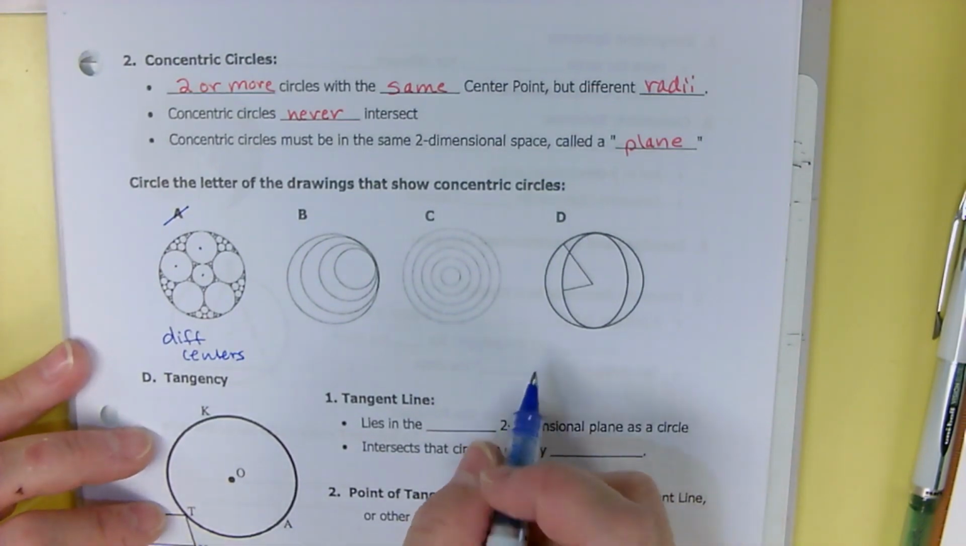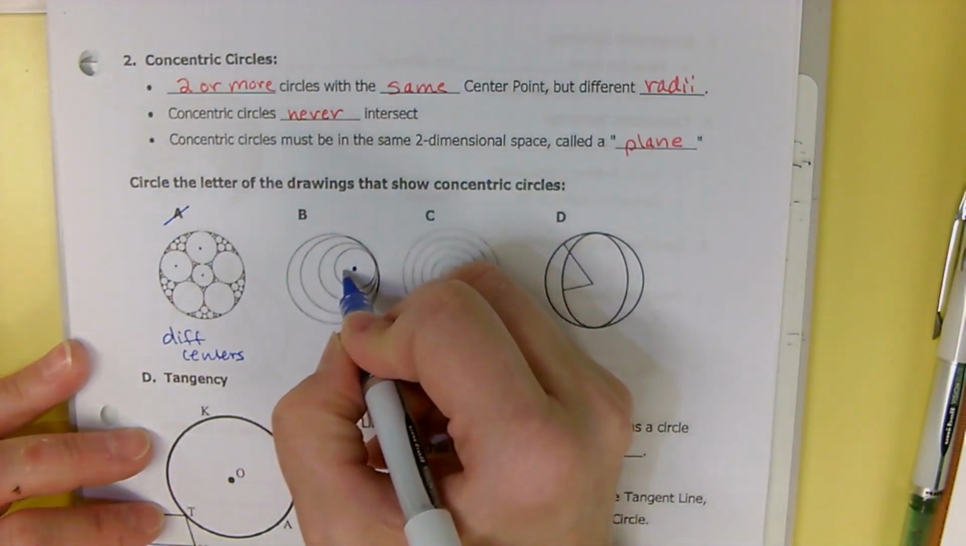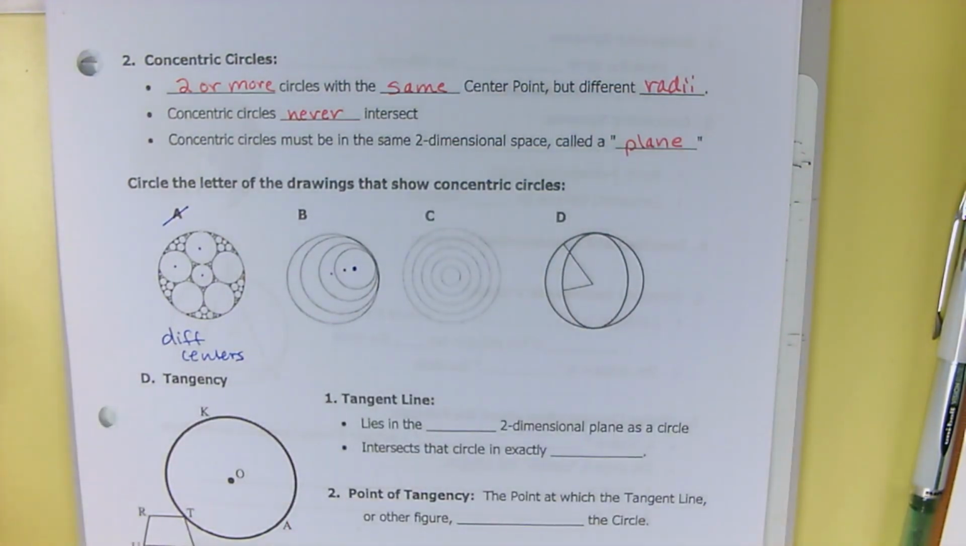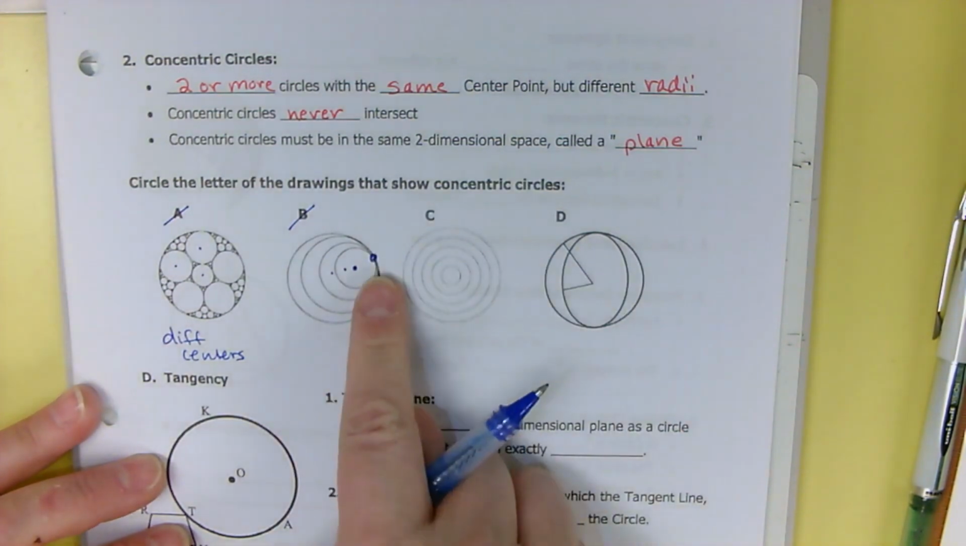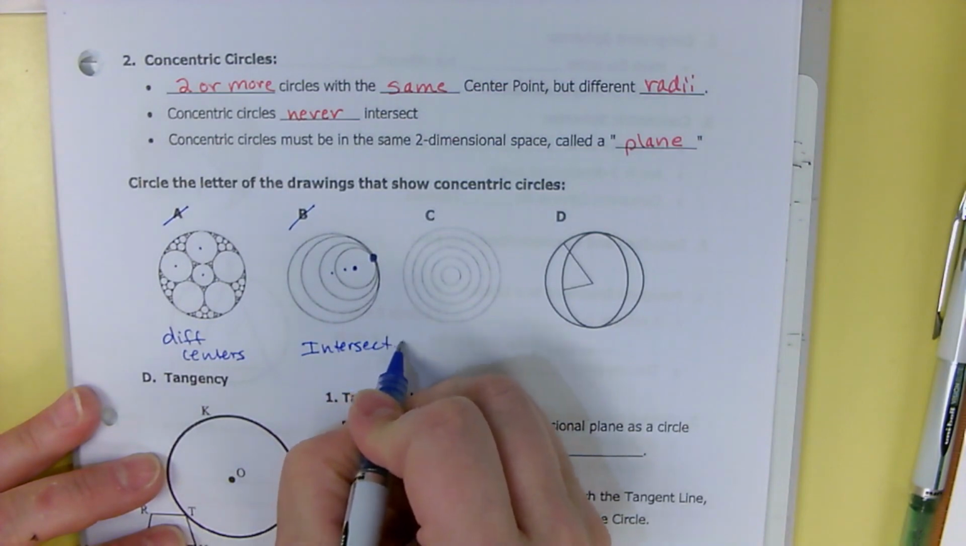Okay, B, we have this center point here, but the new center point of the second one is here. The third one is about here. So they have different centers, but more importantly, this is not concentric because of this point right there. These intersect, and concentric circles cannot intersect.